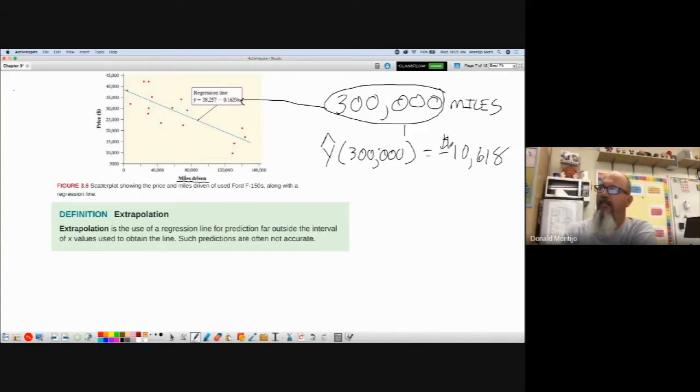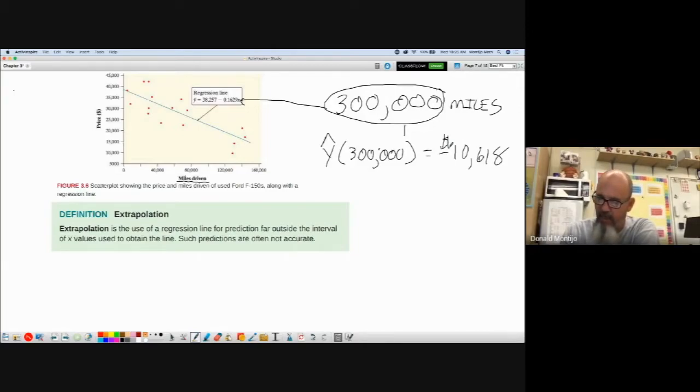Okay. It says that if my truck has 300,000 miles on it, I can sell it for negative $10,618. Wait a minute. I'm going to have to pay somebody $10,618 to take my truck from me? That doesn't make any sense at all. Nothing was done wrong here. All the math was correct. That's what our model tells us. Our model tells us if your truck's got 300,000 miles on it, you're going to be able to sell it for negative $10,000 approximately. Makes no sense.